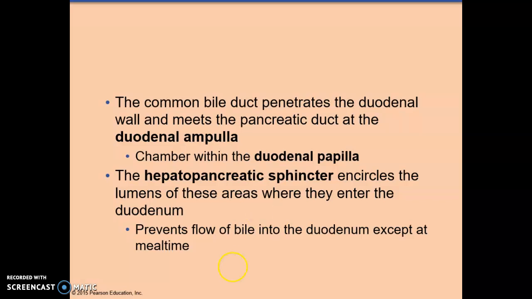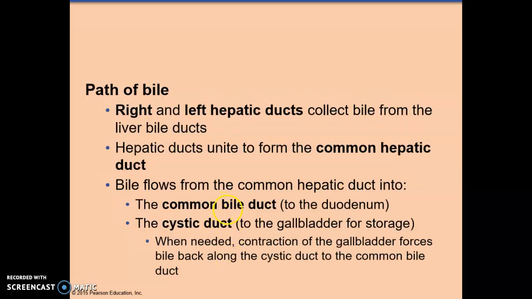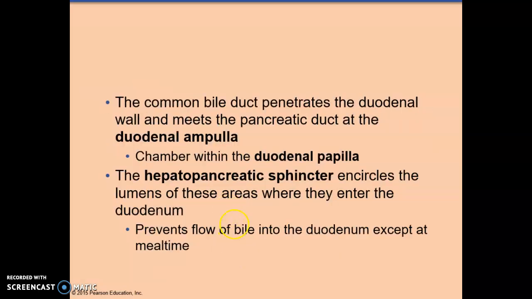The common bile duct penetrates the duodenal wall and meets the pancreatic duct at the duodenal ampulla. That's probably the most important part about that slide there. Well, the hepatopancreatic sphincter prevents the flow of bile into the duodenum except at mealtime.